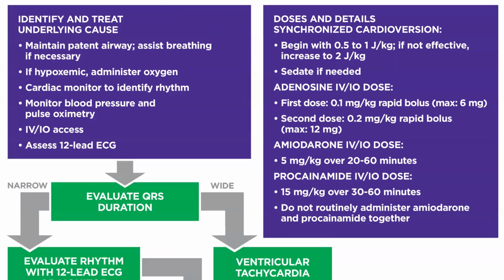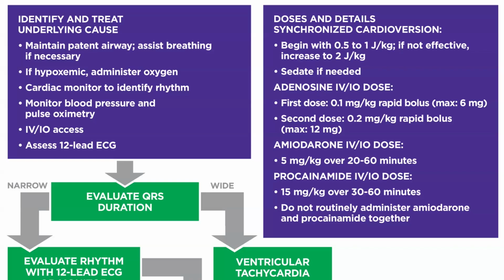So how do you approach these patients? Number one, maintain a patent airway. Assist breathing if necessary. If hypoxemic, administer oxygen. In fact, most of the patients will be getting oxygen by this time. Put on a cardiac monitor to identify the rhythm, monitor blood pressure and pulse oximetry, establish IV or IO access, and get a 12-lead EKG. For the doses and details, synchronized cardioversion begins with 0.5 to 1 joules per kilogram. If not effective, go up to 2 joules per kilogram. Some patients may need sedation. Most of the patients do not need it because they are so sick.